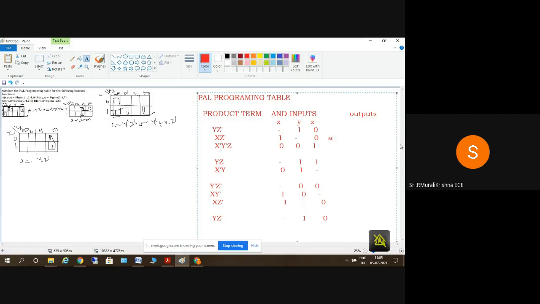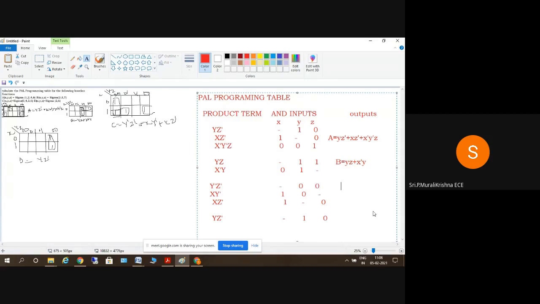Okay, so A is equal to, what is the output we got here? YZ bar plus XZ bar plus X bar Y bar Z. Okay, so that is the first term here. The first three product terms will give the output of A. Next two product terms will give the output of B. So B is equal to YZ plus X bar Y.